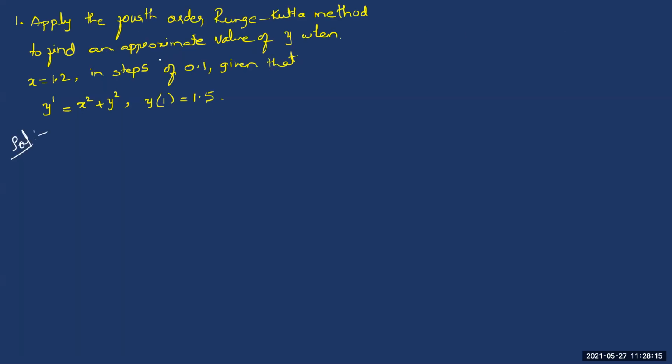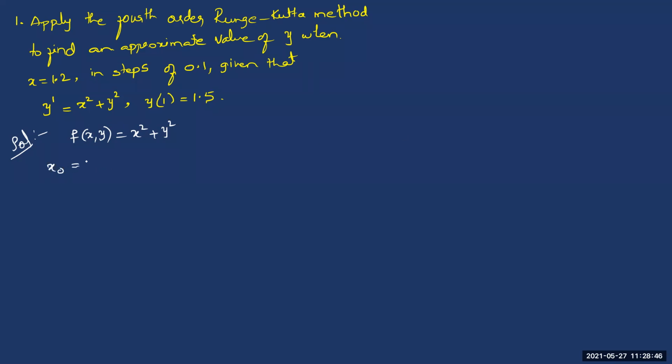Now look at this differential equation carefully. The differential equation you are given is y dash equals x square plus y square. From that you can understand the function f of x, y is x square plus y square, right? Then look at the condition carefully. If the condition given is y of 1 is equal to 1.5, what may be x naught?